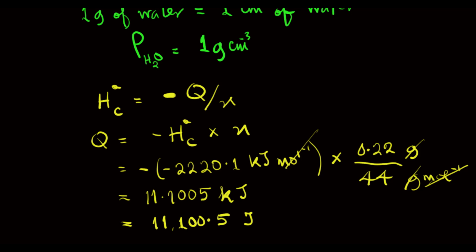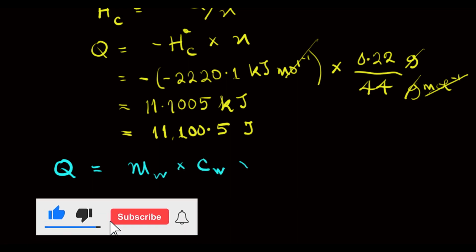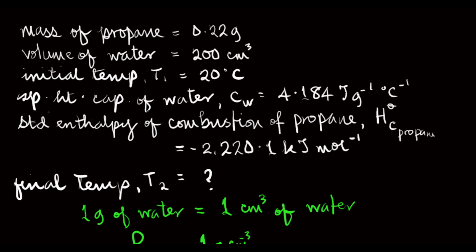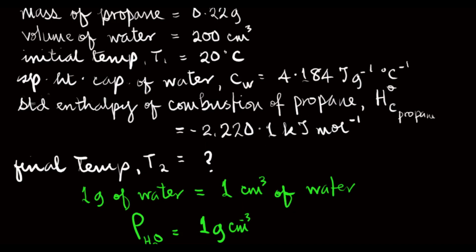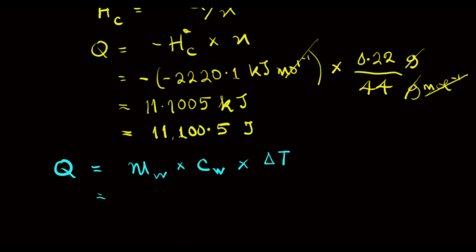That's the value of the heat that was released by the propane when it burned in oxygen. And I'm going to apply this value in the formula Q = m_w × c_w × Δθ. That is, we go back here, our volume of water is 200 cm³. So if 1 gram of water is equal to 1 cm³ of water, it means that our mass of water will be 200 grams. Okay, so coming back here, we substitute that here.